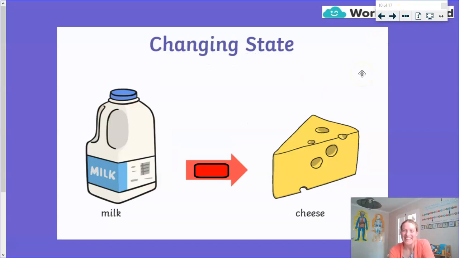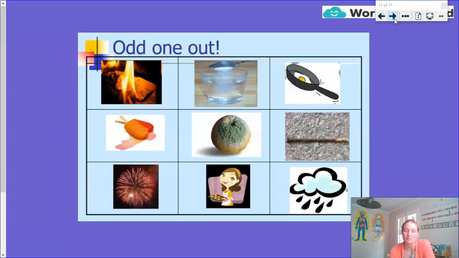Okay, here, now I have some milk, and if I heat the milk, I will separate it with usually a bit of vinegar or an acid of some kind in the milk. I will separate the curds from the whey, and I can then produce cheese. So, those are examples of different changes of states.